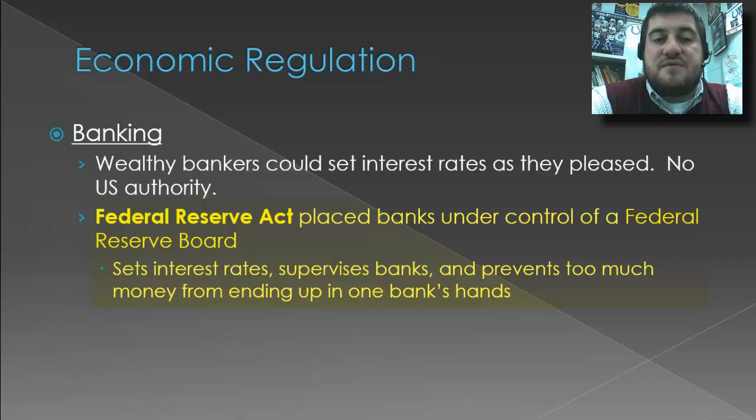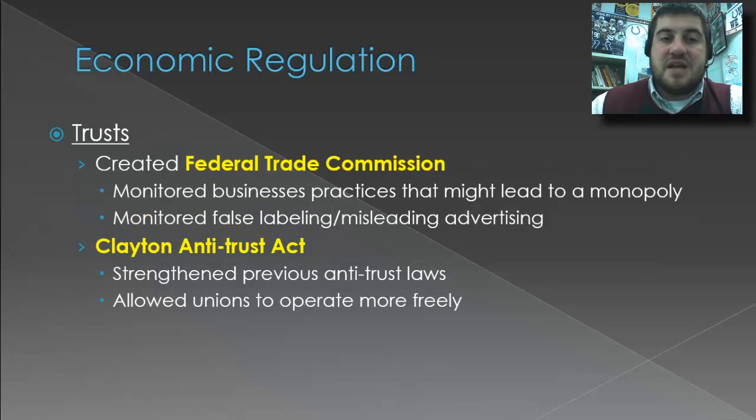Interest rates are set by the Federal Reserve Board. Monetary policy in this country is set by the Federal Reserve Board. They set the interest rates, they supervise banks, they prevent too much money from ending up in one bank's hands as well. Of course, they don't have as many rules as they have today because the Great Depression hasn't happened yet, and that is what really reformed our banking system in America. But right now we do pass the Federal Reserve Act, which creates the Federal Reserve Board.